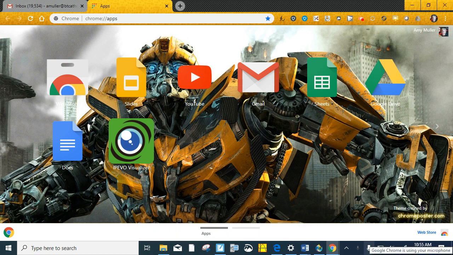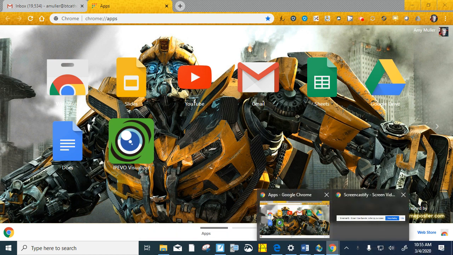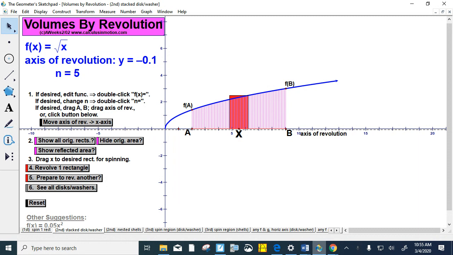Right, so what we're going to talk about today is something that's a little bit fun, I think. Hopefully you'll think so too: volumes of revolution. We're going to take the areas we found when we did upper minus lower to find the area between two curves. We're going to take the area between two curves and revolve it around an axis of revolution.